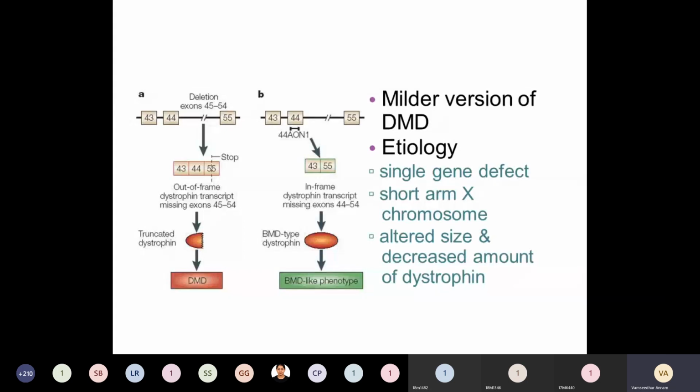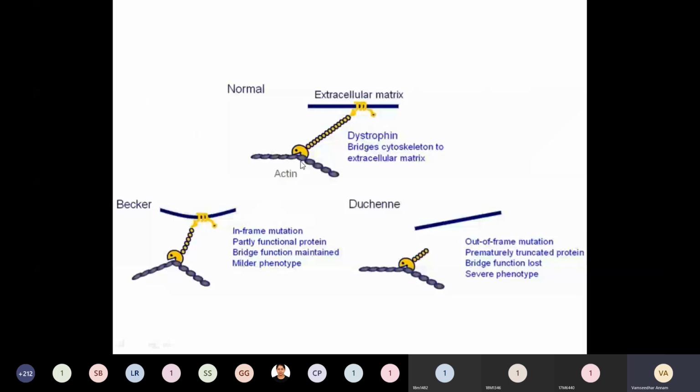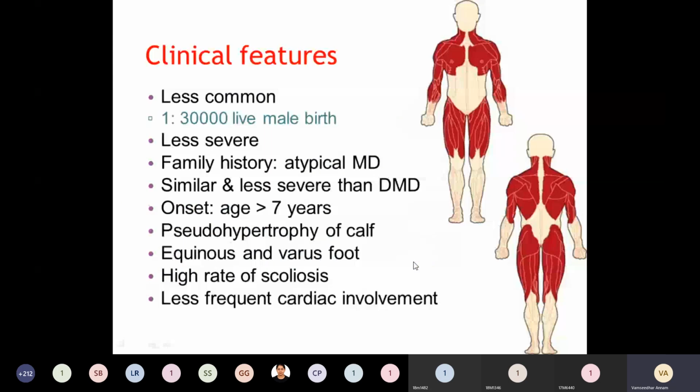See the difference between Duchenne muscular dystrophy and Becker. In Duchenne muscular dystrophy, dystrophin is completely absent, whereas in Becker's it is decreased, because of a frame shift mutation here. In normal extracellular matrix, dystrophin bridges the cytoskeleton to the extracellular matrix. In Becker's, partial function is present, whereas in Duchenne's, there is no connection itself. So complete absence of this connection to the extracellular matrix.